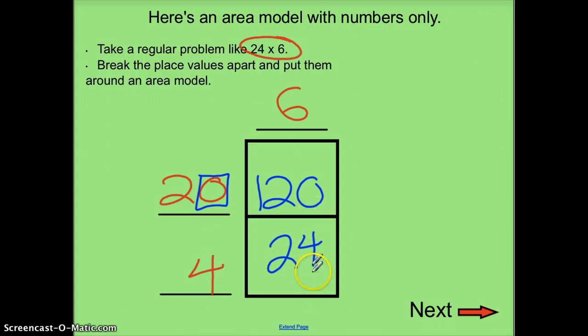And this one lines up nicely. I can just add straight in the columns right here. 0 plus 4 is 4. 2 plus 2 is 4. 1 plus nothing is 1. So my product is 144.